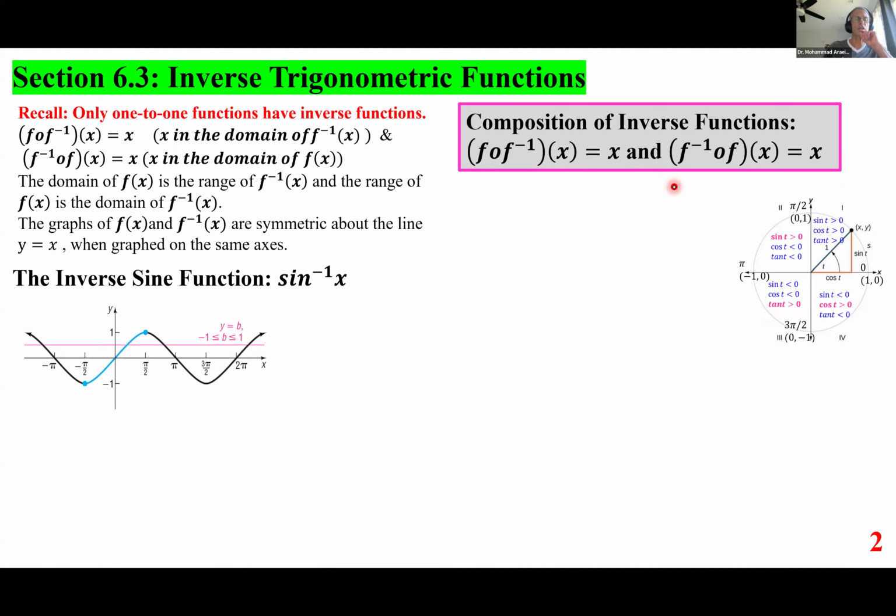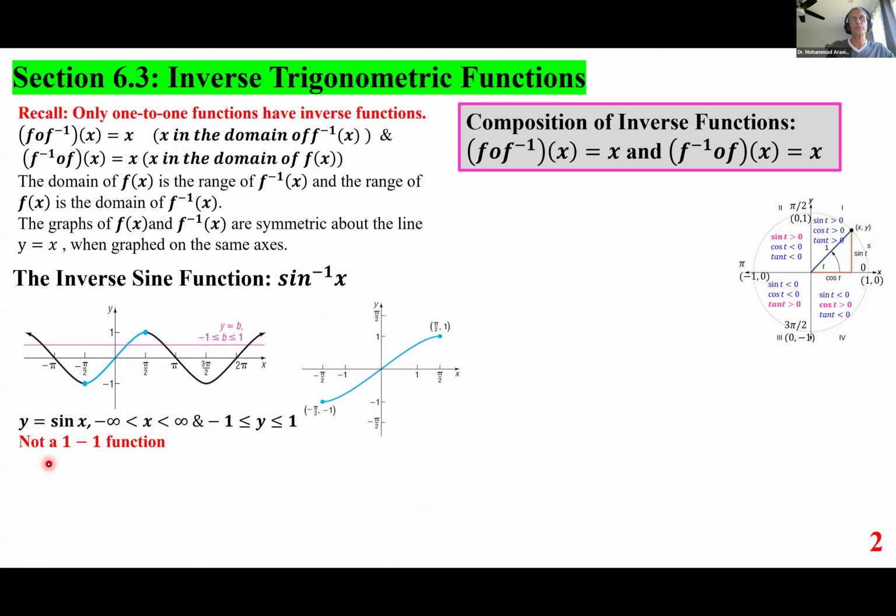The inverse sine function, remember, none of the trigonometric functions are one-to-one. They don't have an inverse unless you restrict the domain. For example, in order for sine inverse to exist, we are going to restrict the sine from negative pi over 2 to pi over 2, and now it becomes a one-to-one function. So y equals sine x. x is between negative and positive infinity, and y is between negative 1 and 1, and it's not a one-to-one function. With the restriction of negative pi over 2 to pi over 2, we make it one-to-one.